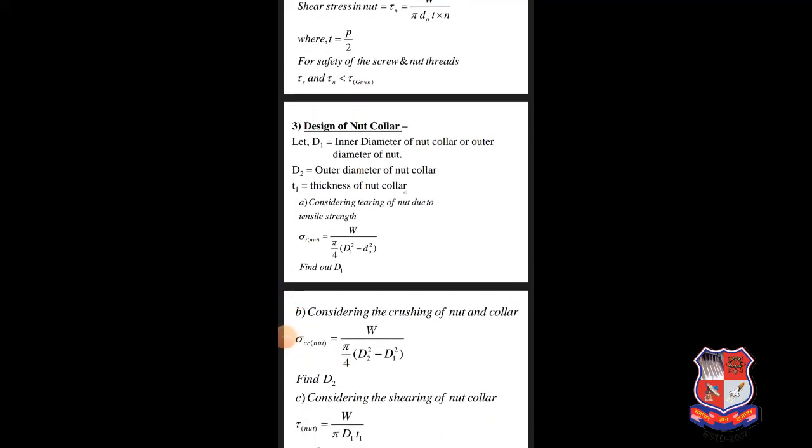Next is design of nut collar. For that the parameters are d1, d2 and t1. Considering the tearing of the nut, sigma t is given by this formula, from that we can find out d1. Considering the crushing of the nut, we can find out sigma cr, we will get d2. Considering the shearing of nut collar, we will find out the t1. So the different parameters of the nut can be easily found, that is d1, d2 and t1.